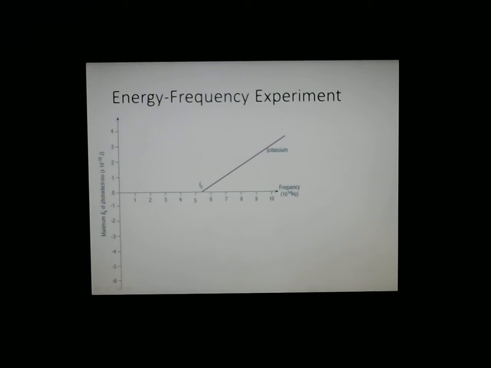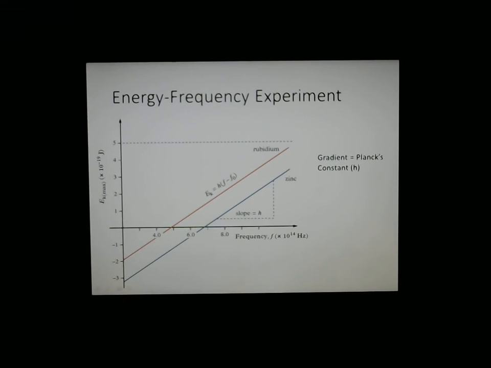Okay, now the first feature you have to understand is the gradient. The gradient on an EF graph, and we can see here we've got an energy and a frequency, will be Planck's constant. If you've got a graph with multiple metals, you can see that the lines are parallel, because all their gradients will be Planck's constant, and if they've got the same gradient, they must be parallel.